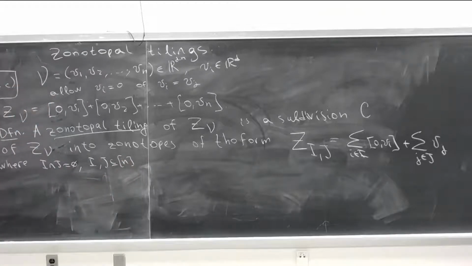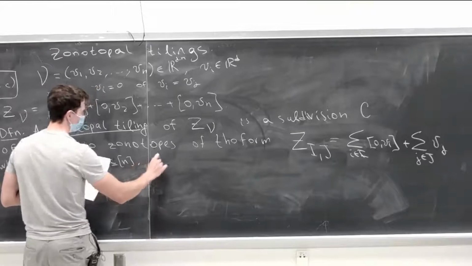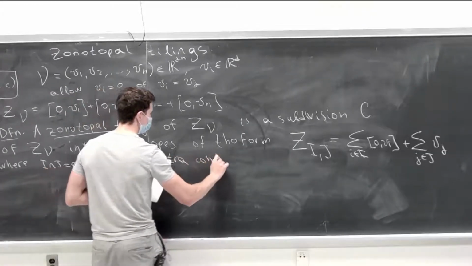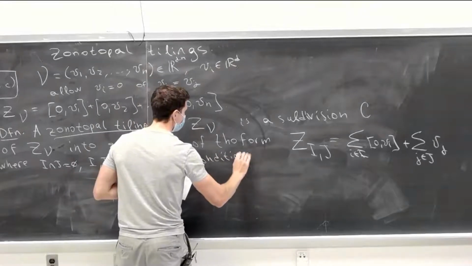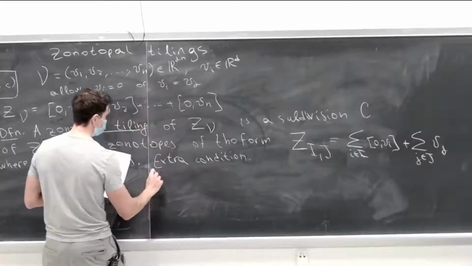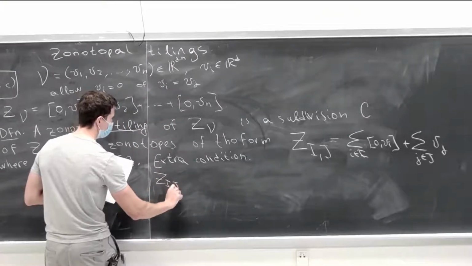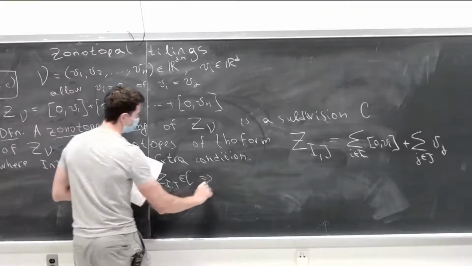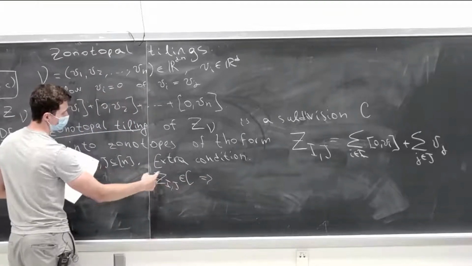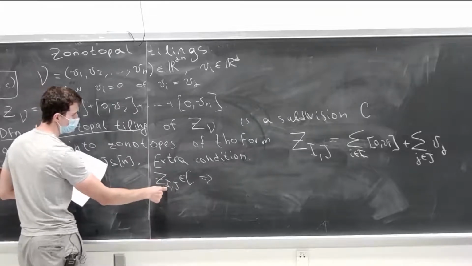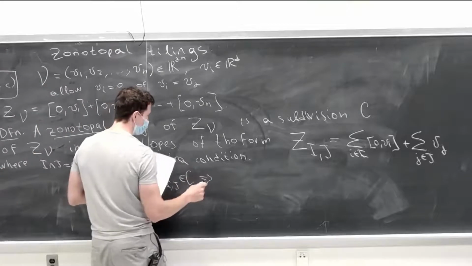And then there is one more condition, which you can forget about immediately. The condition is that if you have some zonotope Z_{I,J} in your zonotopal tiling, then all of its faces are actually labeled by subsets of I, and so, let me write it down.